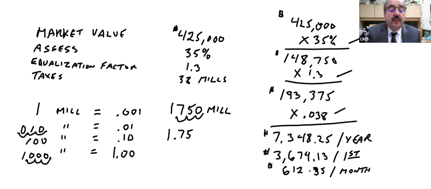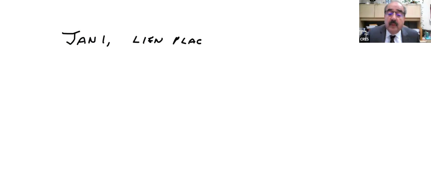Now, before I end this session here, there's one last thing I want to go over with you. And this is about the taxes. So here's what you need to know. Very important. On January 1st of any given year, a lien is placed on every single property in the entire state of Illinois.